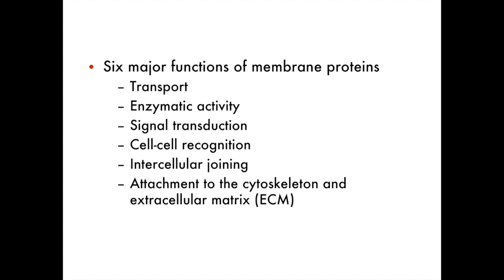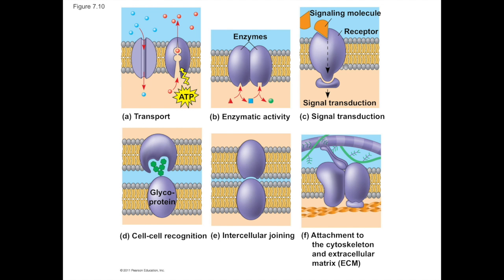So we have 6 major functions of membrane proteins. I'm going to focus on just a few of them, but I'll tell you about all of them. I'm going to tell you about transport, enzymatic activity, cell recognition, receptors. Do I have receptors on here? I should have receptors on here. Anyway, these are the 6 major functions. As you can see, all of these proteins, all of these purple blobs, are going all the way through.